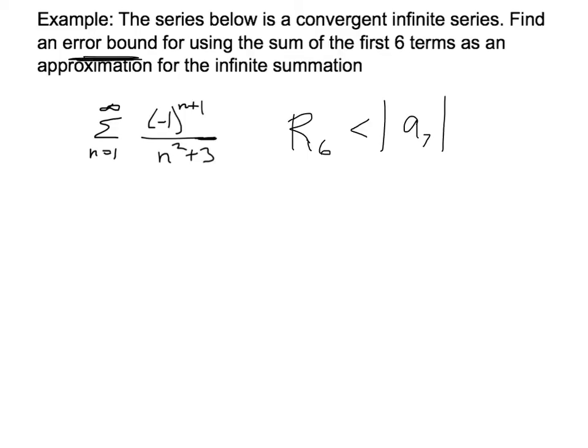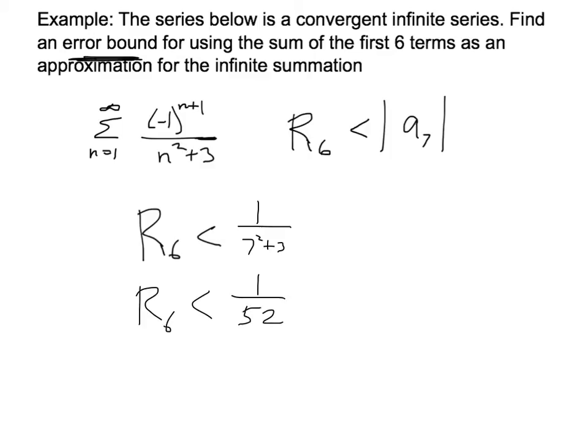Okay. So if we want to find an error bound, all we need to do is say that R, the real remainder for the first 6 terms, will be less than, and we can put 7 into this. Given that I'm doing absolute values, I don't need the alternating part on the top. I can just do 1 over 7 squared plus 3. The remainder for the first 6 terms has to be less than 1 over 49 plus 3, so 52. And so we can use 1 over 52 as an error bound for this approximation.